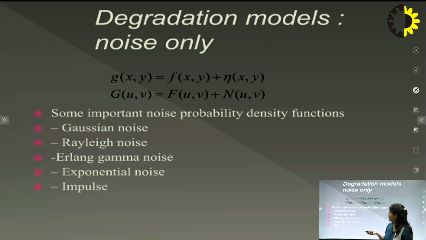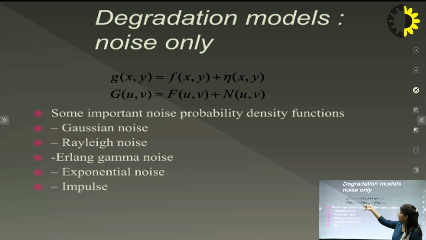We can divide the noise models into five noise models here. First is Gaussian noise, then Rayleigh noise, gamma noise, exponential noise, and impulse noise. These are all the noises that get inserted. It depends on which kind of noise is going to be added into the image. If it is atmospheric noise, then we can say there is Gaussian noise. If there is channel noise, then we can say there is Rayleigh noise. So depending on the condition, different kinds of noise get inserted into the image.